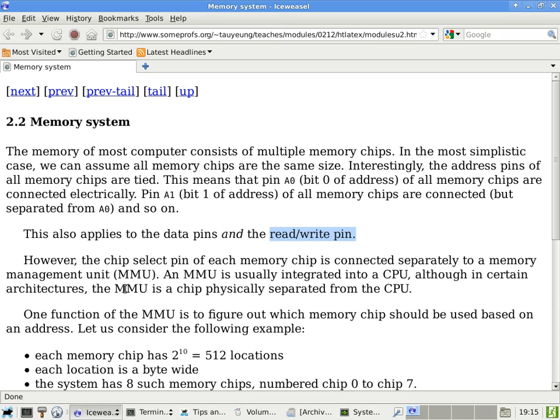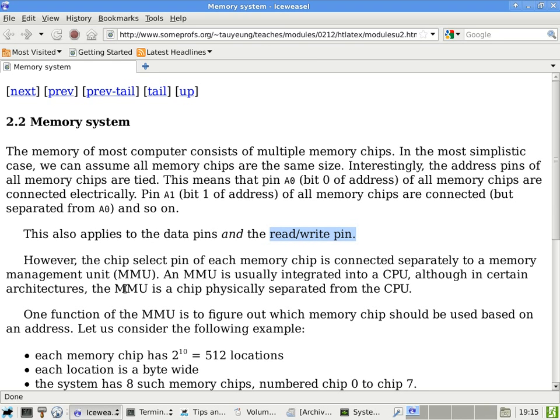So that's just the historical aspect of what is an MMU. One function of the MMU, I'm reading this part here, is to figure out which memory chip should be used based on an address. So let's go ahead and think about this. Okay, so I will draw a picture.